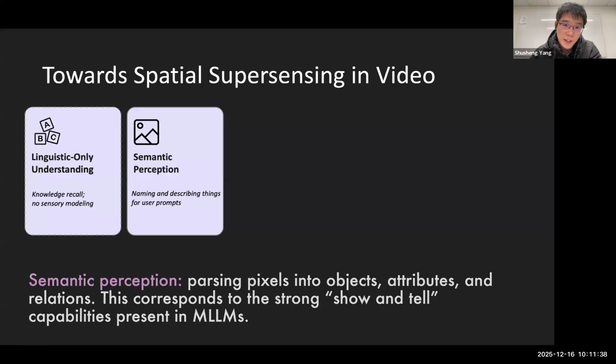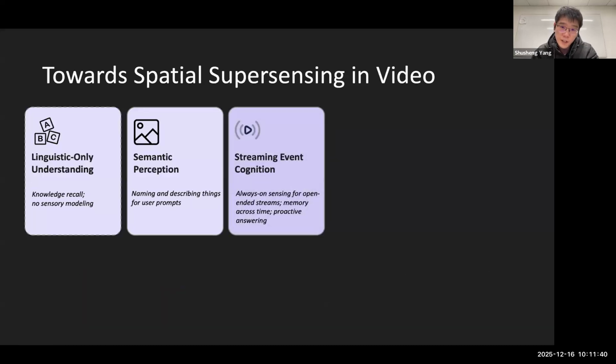And the third level is what we call streaming event cognition. The streaming event here differs from static semantic perception at the temporal level. Here we want the model to perform always-on sensing for open-ended streams and build its own memory across time.